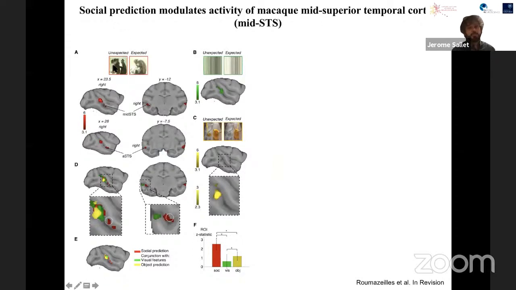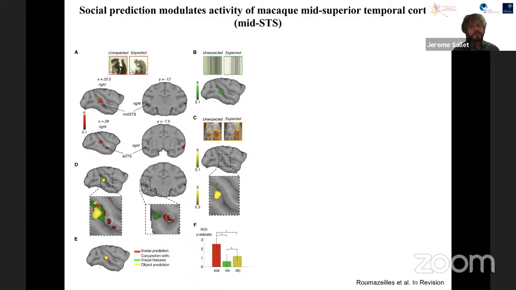However, this might be simply driven by low-level visual features like motion. So we ran an additional control video in which we presented the same unexpected video, but this time just a scrambled version of it. And then we had a cluster of activity here in the posterior part of the STS. But we still have this anterior cluster that seems to be specific to the unexpected social situation and not explained by a low-level visual feature.